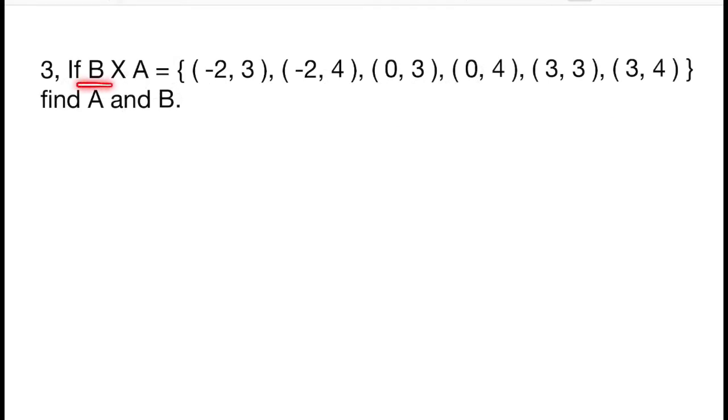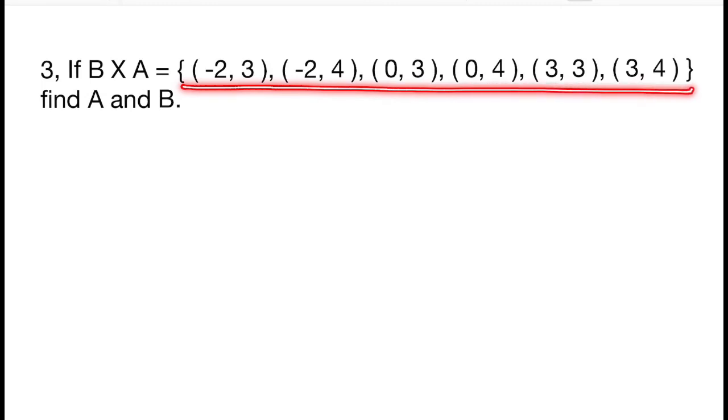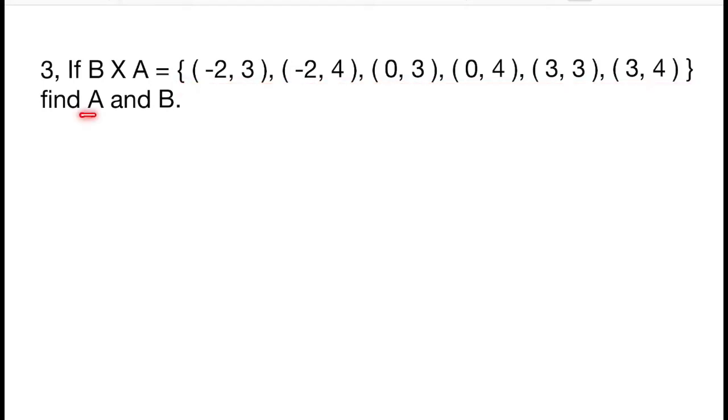Third question. If B cross A is equal to the set of all ordered pairs (-2, 3), (-2, 4), (0, 3), (0, 4), (3, 3), (3, 4), find A and B. Here, in each of the ordered pairs, the first element is from the set B and the second element is from the set A.